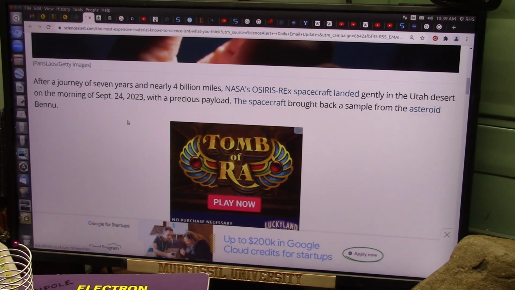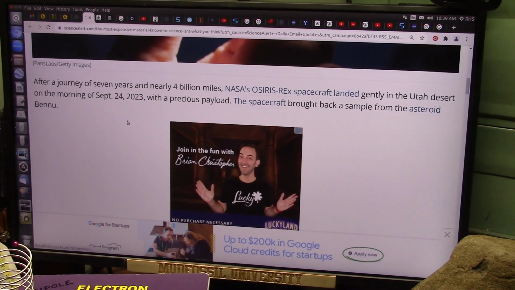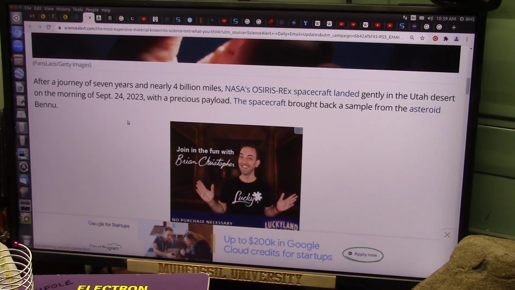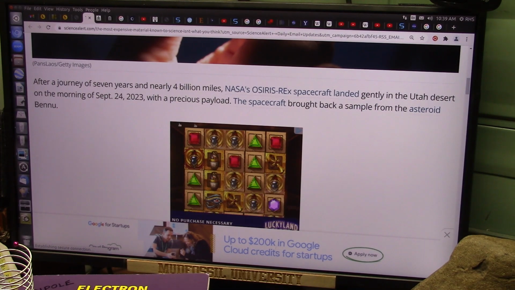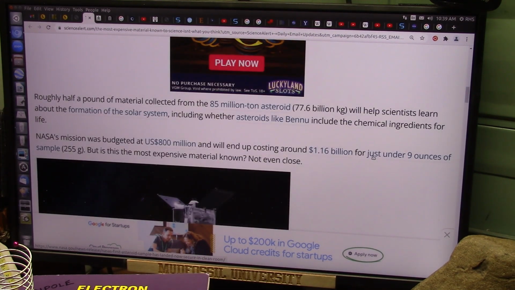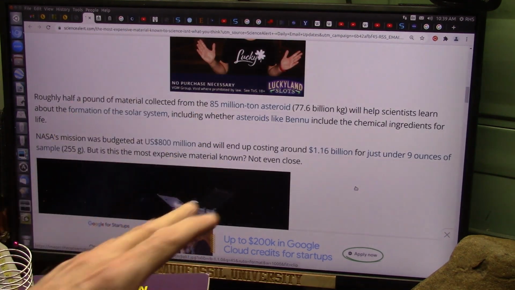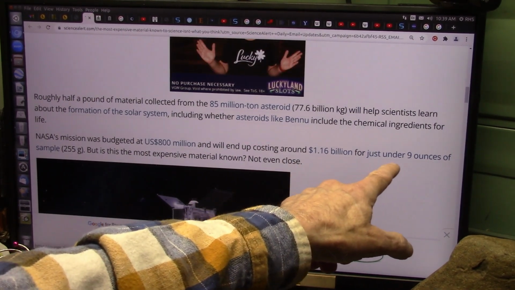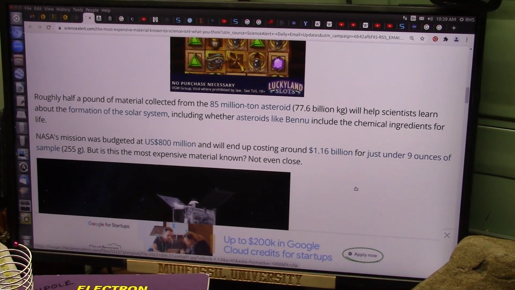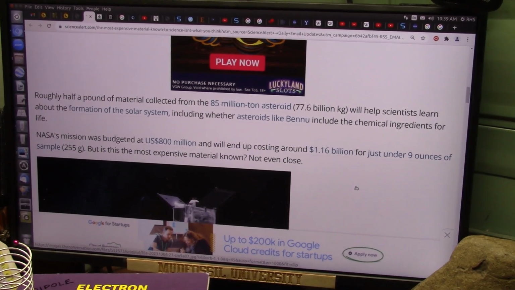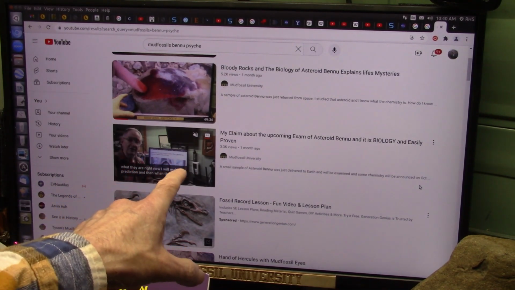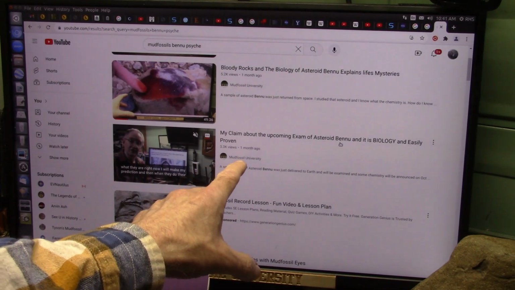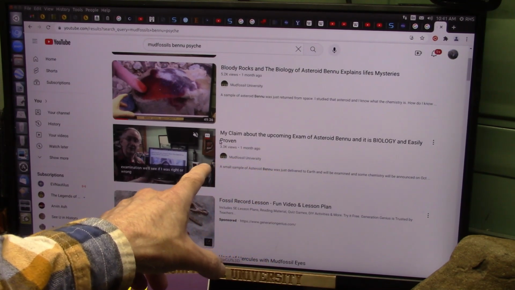And when they sampled it, they already announced basically that it is in that range of blood. Now, once they get the details of it, it'll be exactly what I posted before they landed with it. Like $1.16 billion for 9 ounces of sample. That's pretty cheap. You see this? Come up and watch this. This is my claim about the upcoming exam of asteroid Bennu and its biology, easily proven.